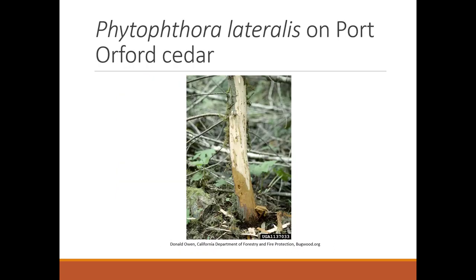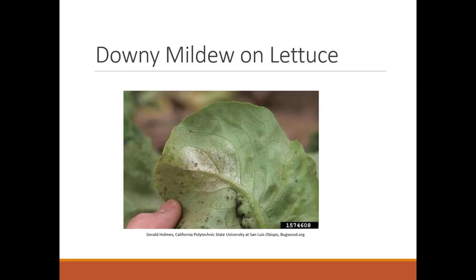Okay, here's Phytophthora lateralis on Port Orford cedar. We've talked a little bit about this in conifers. Very susceptible, unfortunately, one of our natives. Here's downy mildew on lettuce.